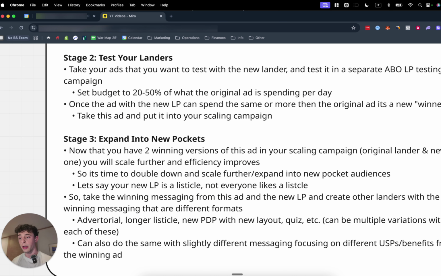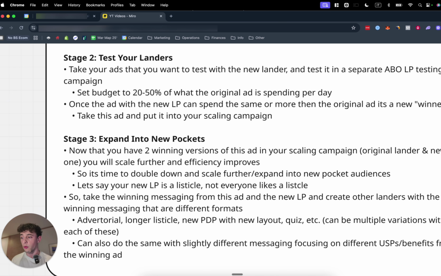So you take the winning messaging from this ad, right, and the new landing page that you found as a winner, and create other landers with the winning messaging that are different formats. This is how you get into these new pocket audiences, because just like different ad angles or different ad formats, not everyone relates to or will convert with page A or page B. They may need to learn more. They may want a lot of educational stuff. They may just want to see more social proof. They may just want to learn a bit more about the benefits and features, but not go that deep. And if you're missing these different funnels, different pages to do that, you're missing a large part of the audience.